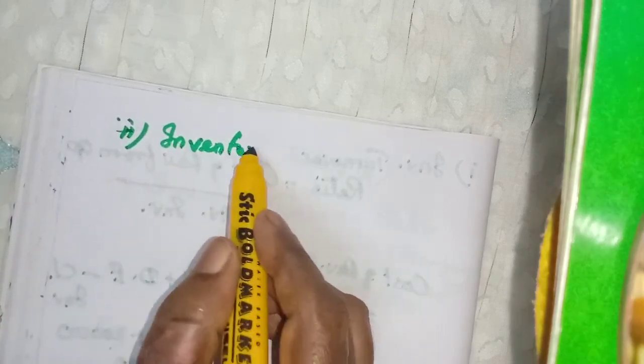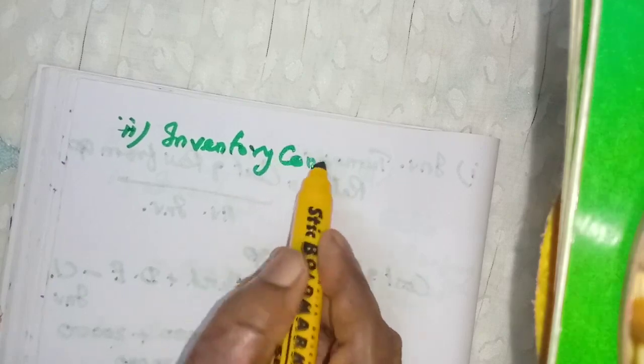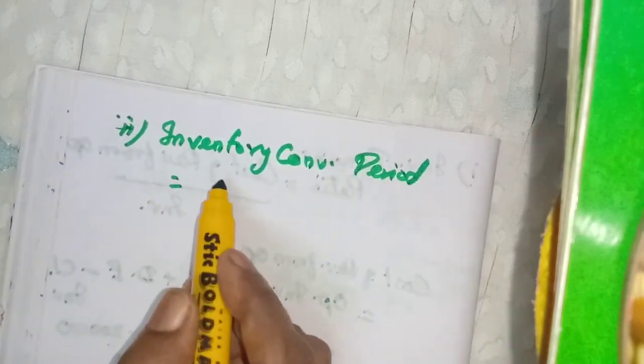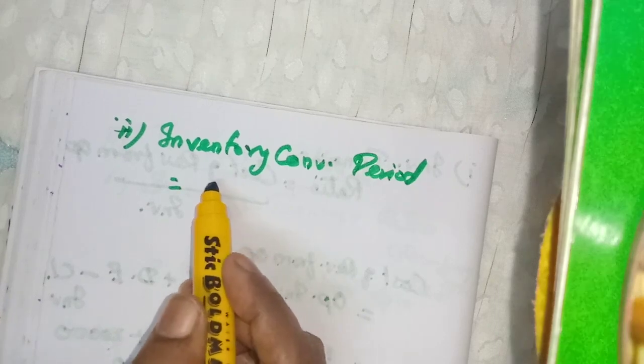Then the second one they have asked: inventory conversion period. Inventory conversion period, what is the formula? Here we will calculate in months.